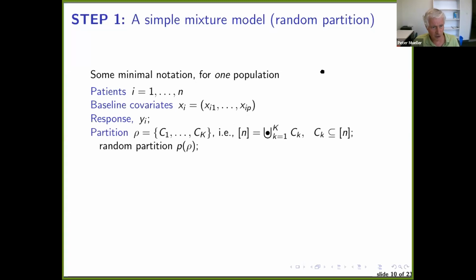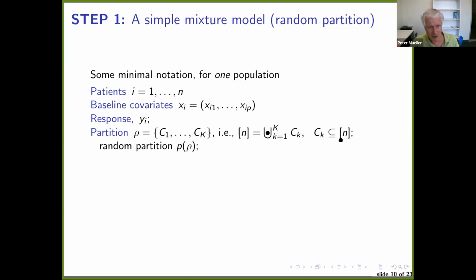I'll use Y sub i for the response. I'll use rho to indicate generically the clusters or strata, where I use C_1 through C_K to indicate the clusters. So C_1 through C_K are the clusters that are implied by the mixture model. The mixture model does not imply deterministically a set of clusters. It implies a probability model on the clusters. Same thing in different words, it implies a random partition. So these clusters are obviously subsets of [n], where square brackets n indicate the set 1 through n.